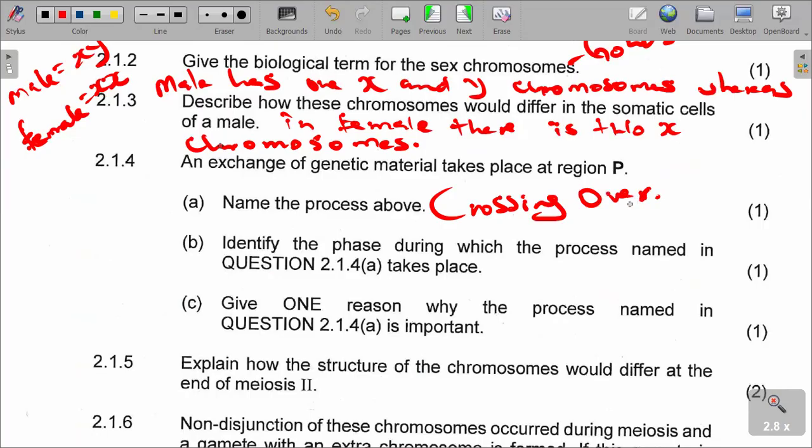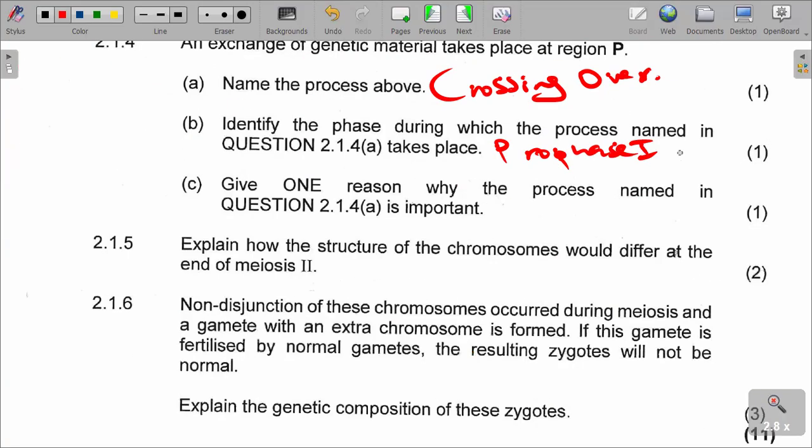Identify the phase during which the process named occurs. It occurs in meiosis, which is in prophase 1. I'm sure I remember that it occurs in prophase 1.